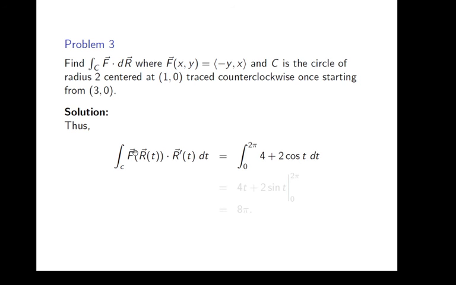And so we will have that the integral of f evaluated at r dot r prime over the curve C is equal to the definite integral of 4 plus 2 cosine t dt from 0 to 2 pi. The integral of 4 is 4t. The integral of 2 cosine t is 2 sine t. So we need to evaluate 4t plus 2 sine t from t equals 0 to t equals 2 pi. Note that when you plug in 0 to t, you will get 0. And so we just need to evaluate at 2 pi. So we get 4 times 2 pi is 8 pi. And we have 2 sine of 2 pi, which is equal to 0. So the line integral is equal to 8 pi.